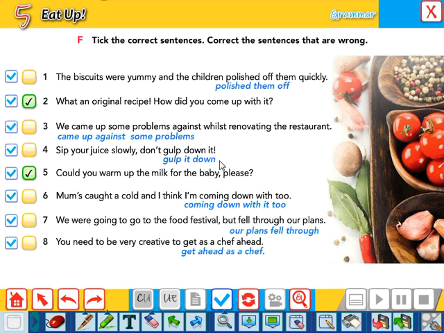Gulp it down. Here, we separate between the particle, which is the preposition, and the verb. Coming down with it too. Here, the object. Here, this is separable. This is inseparable.